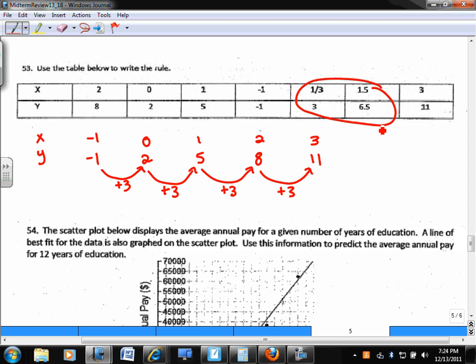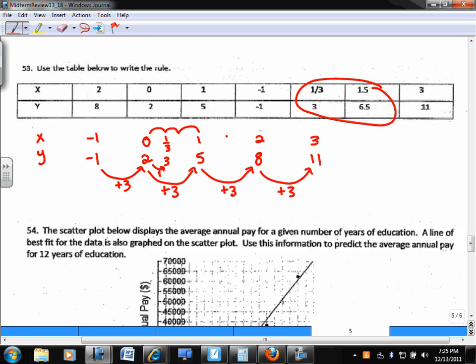Now, let's put in these partial points. They're not equally spaced out. They're in between. So let's see where they would fall. 1/3 is 1/3 of the way from 0 to 1. So when x is 1/3, y is 3. Well, let's see if this makes sense. If we go from x being 0 to x being 1, it increases by 3. Well, we went 1/3 of the way. So we broke that apart. And 1/3 of 3 is 1. So 1/3 of that jump, it went up by 1.